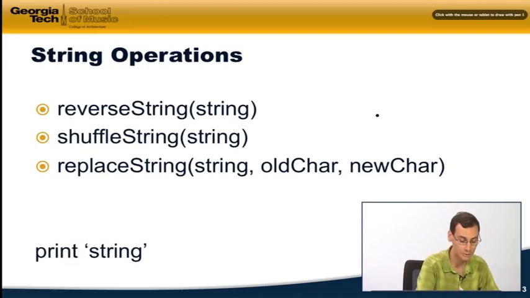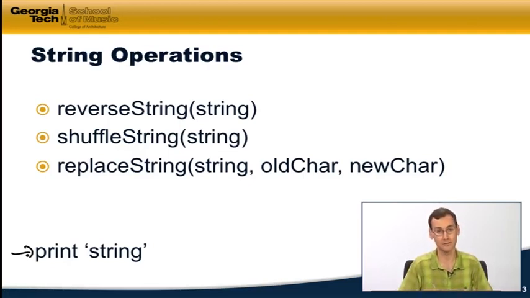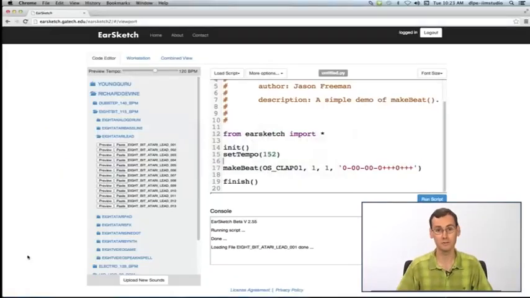Finally, I just want to remind you of something that we've looked at already briefly, which is the print function in Python, which will print the contents of a string to the console. And we're going to be using that a lot in the demos I'm about to do, just so that we can keep track of what's actually happening to these strings. We can see the strings and not just see them in the workstation view, but actually see the strings themselves as they're getting transformed. So let's go ahead and go back to EarSketch.